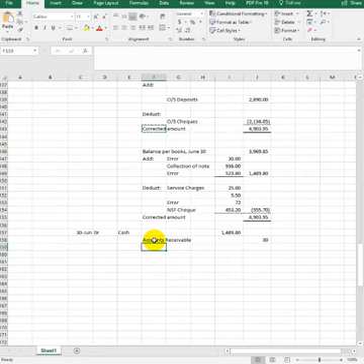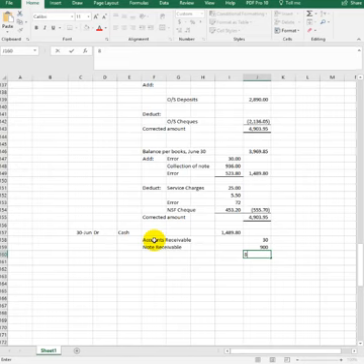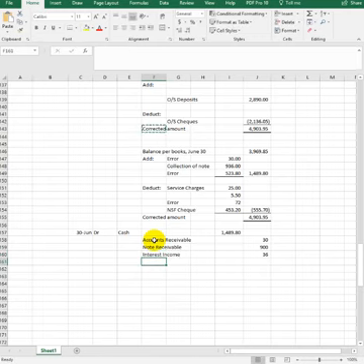The next one, a collection of a note. So this would be note receivable, and it was $900. We also made some interest. So the interest is interest income, assuming we didn't set up any interest receivable previously.